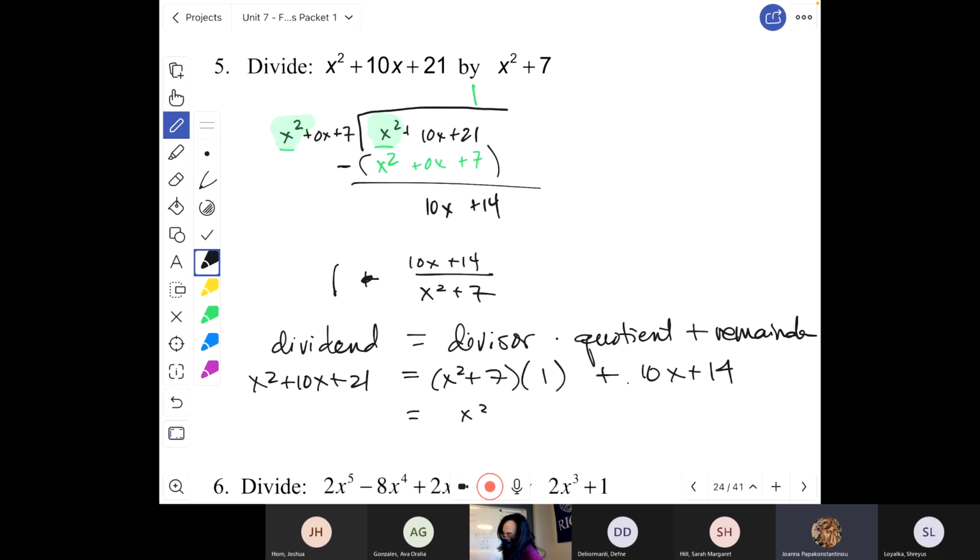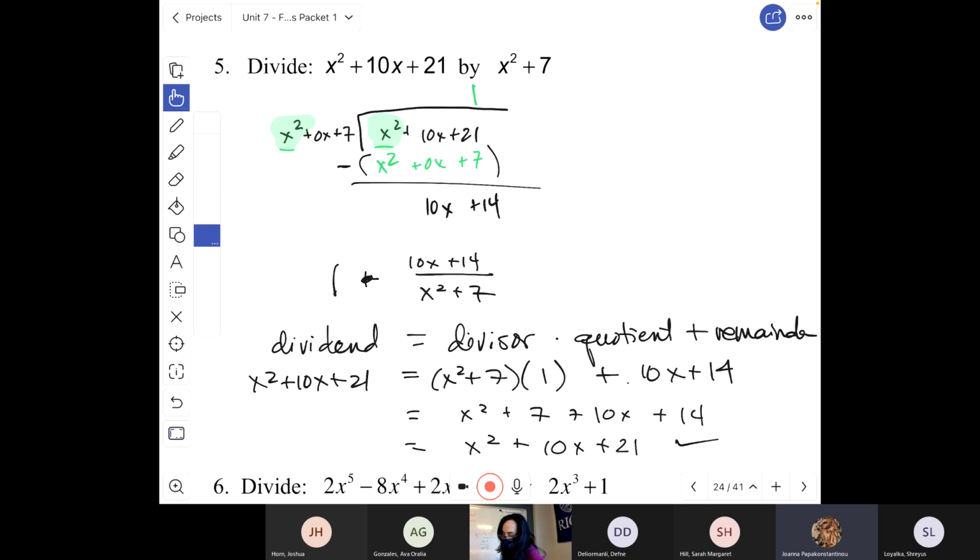Yes, because this is x squared plus 7 plus 10x plus 14. Something went wrong. No, it didn't. X squared plus 10x plus... ooh, look, how cute is that? All right, let's try another one, shall we?